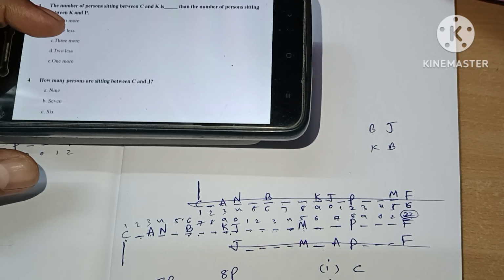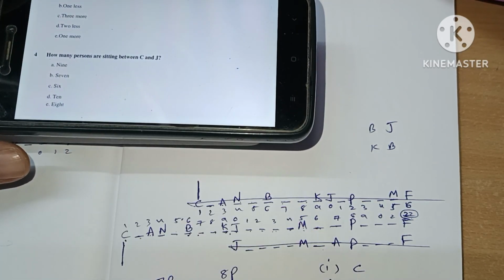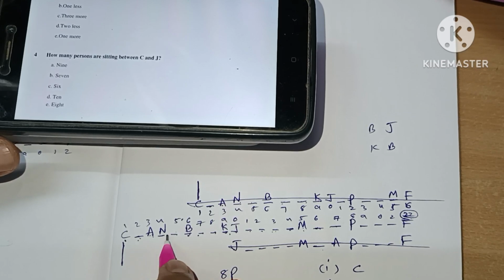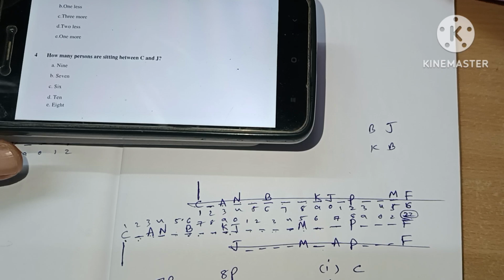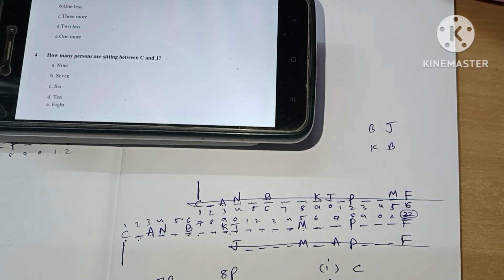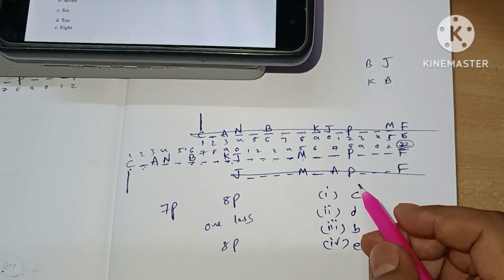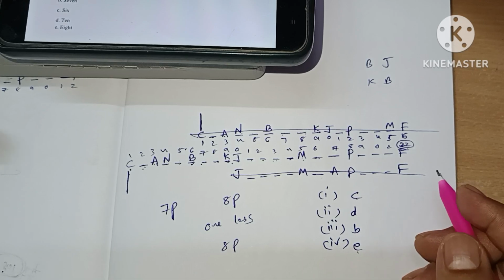Let's see the fourth question. How many persons are between C and J? 1, 2, 3, 4, 5, 6, 7, 8. 8 persons are sitting between C and J. So option E, 8 persons, is our answer. So our answers are C, D, B and E.